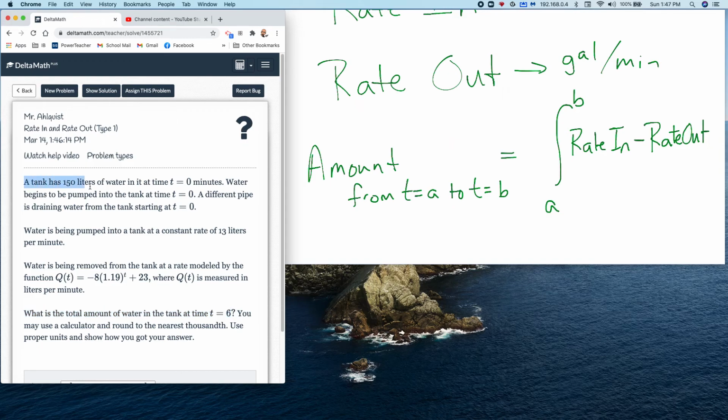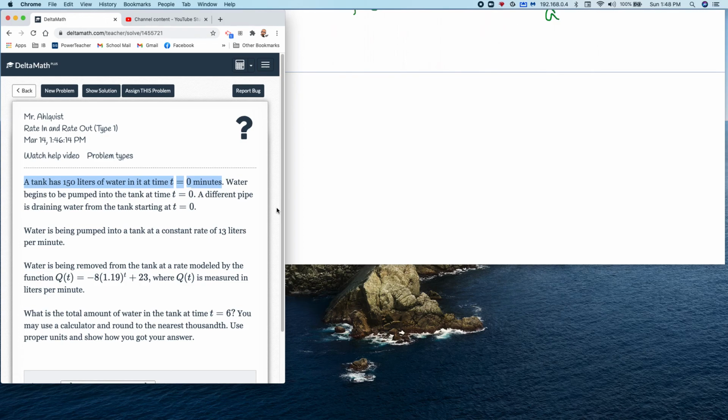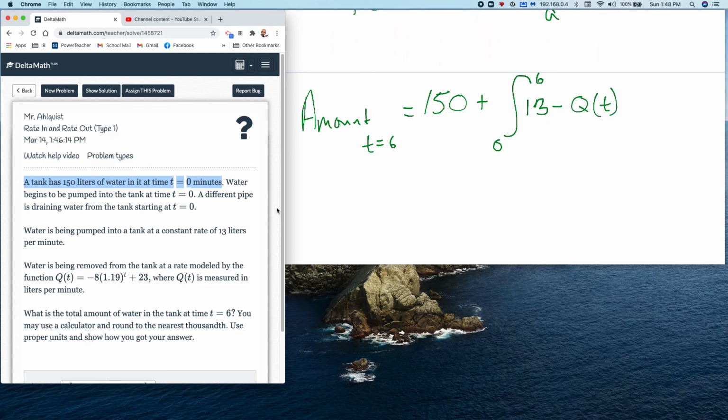Well, notice it says the tank has 150 at 0. Okay? It has 150 at 0. So if we think about this rate in or rate out, then the amount at t equals 6 is how much did we start out with? Well, we knew there was 150 in there before we even did anything. And we're going to add a certain amount from 0 to 6, based on how fast it's pumped in. In that case, it's pumped in at 13, minus how fast it's being pumped out, which is Q of t, dt.